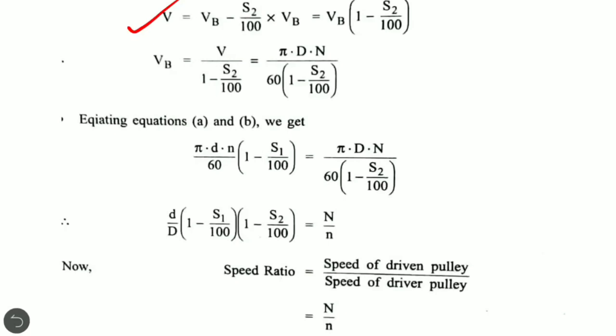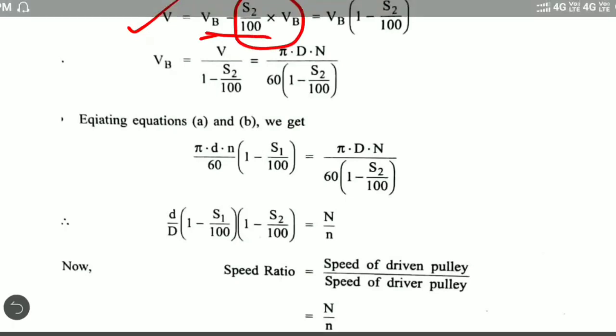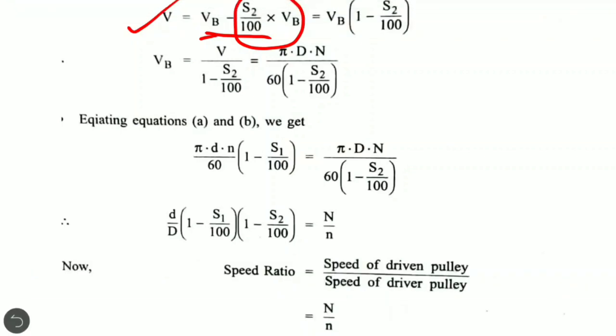Because the velocity we need to calculate is for the bigger one. That's why the bigger pulley velocity is equal to the belt velocity, because up to driving pulley to belt we have calculated in the previous slide. Now we need to calculate belt to second pulley. That's why VB minus VB of S2, that is the second pulley slippage, S2 by 100. Therefore, VB gets common and we will get the equation VB into 1 minus S2 by 100, that will be the second pulley.